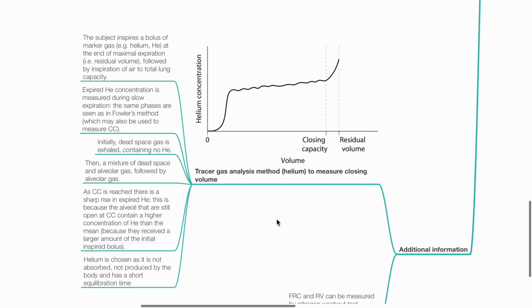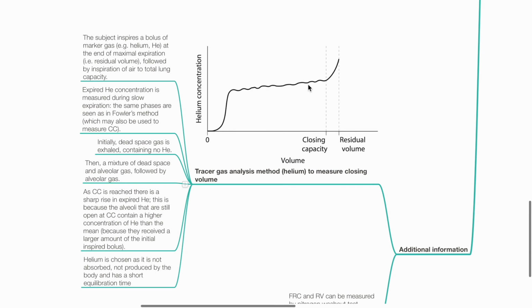The subject inspires a bolus marker gas such as helium at the end of maximal expiration, i.e. residual volume, followed by inspiration of air to total lung capacity. Expired helium concentration is measured during slow expiration. The same phases are seen as in Fowler's method, which can also be used to measure closing capacity. Initially, dead space gas is exhaled, containing no helium, then a mixture of dead space and alveolar gas, followed by alveolar gas, which is the plateau.